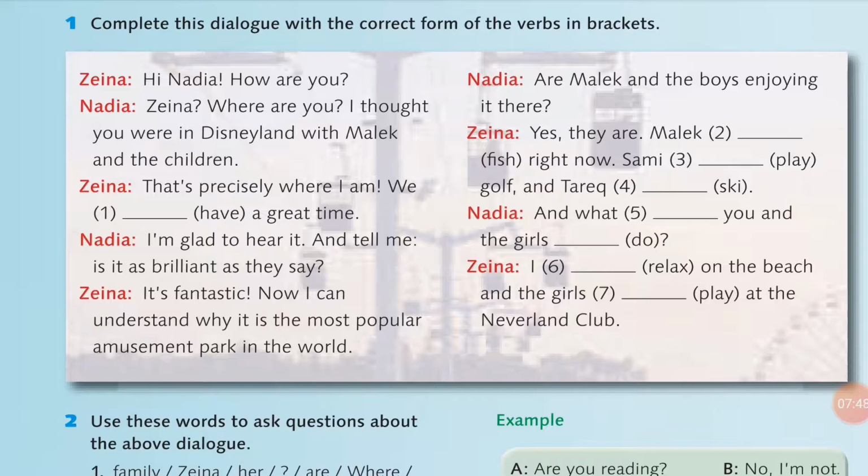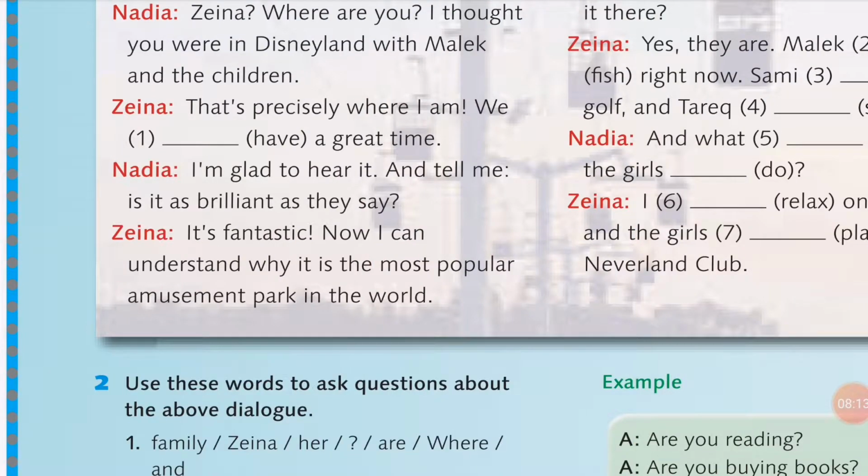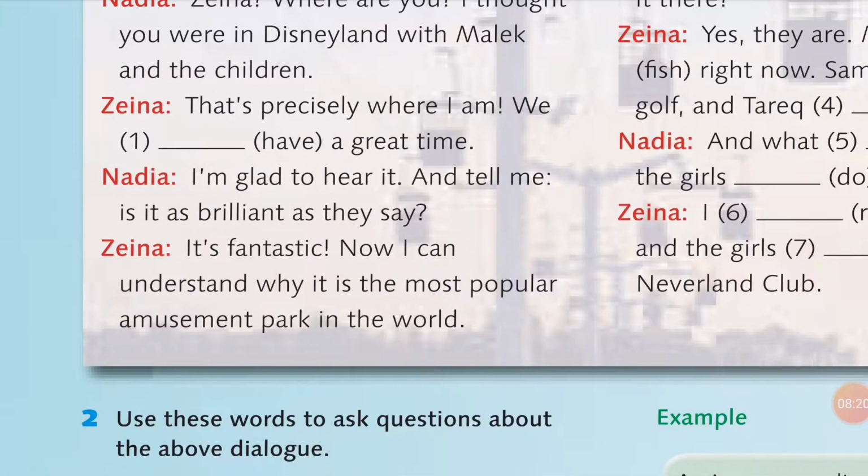Okay, now where is Disneyland? If you have heard of this place, Disneyland, it's the name of a park in California, هو اسم متنزه عالمي موجود في كاليفورنيا in the United States of America, to entertain children and other families. Entertain people. Zaina says, that's precisely where I am. Look at the word precisely. It's an adverb. The meaning of precisely here is exactly, بمعنى بالضبط أو بشكل دقيق. So it's an adverb with the same meaning as exactly.